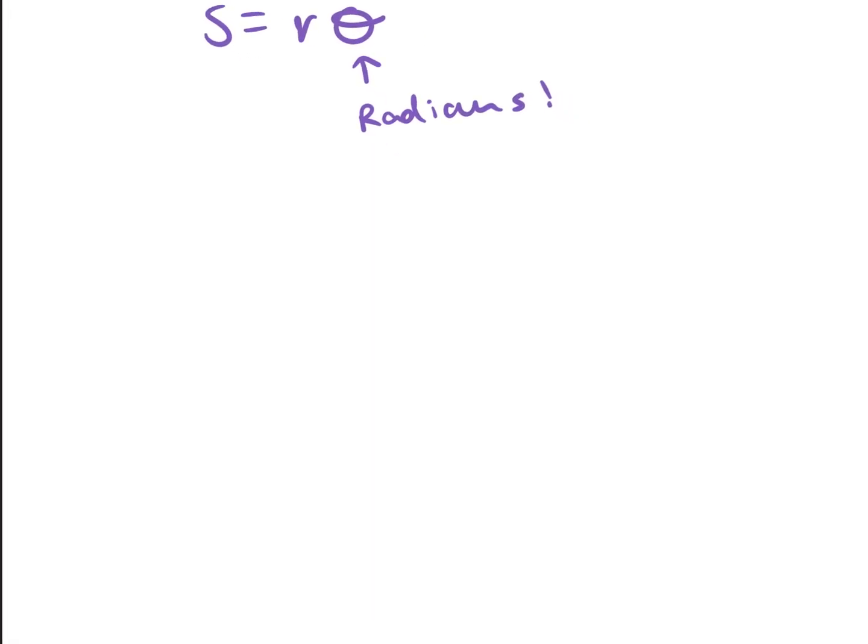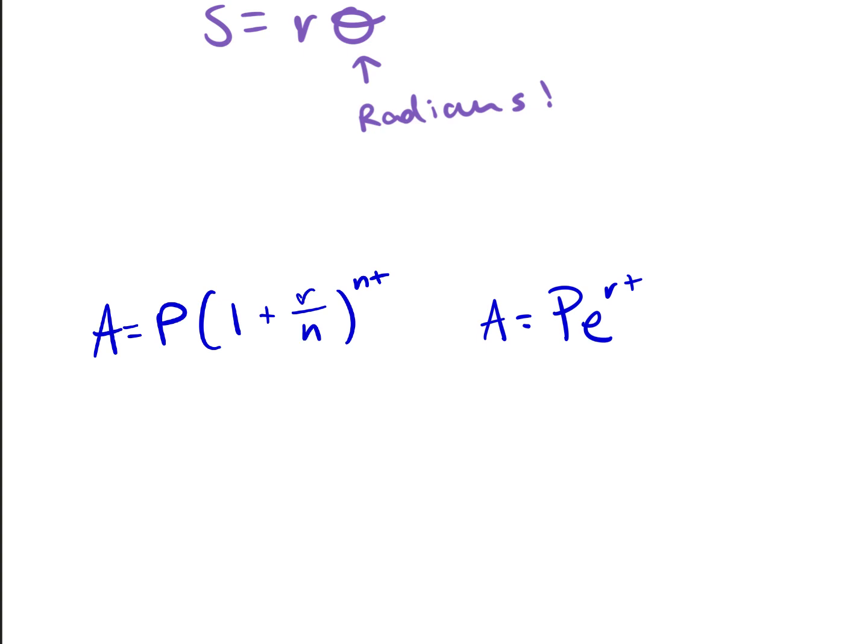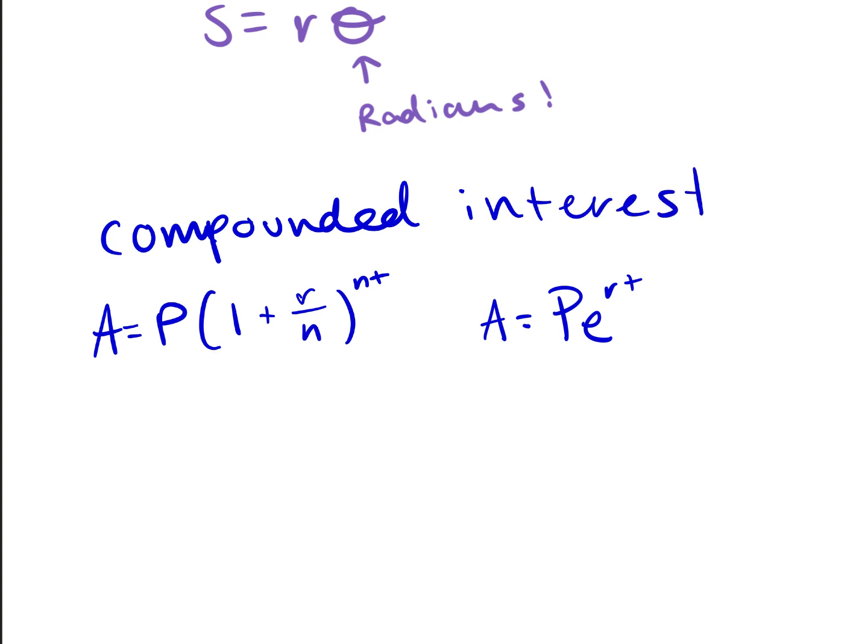So our compound interest formulas are A is equal to P times 1 plus r over n, to the power of n times t, and PERT: P times e to the power of rt. These are the compound interest ones. When would I use the PERT one? Compounded continuously.